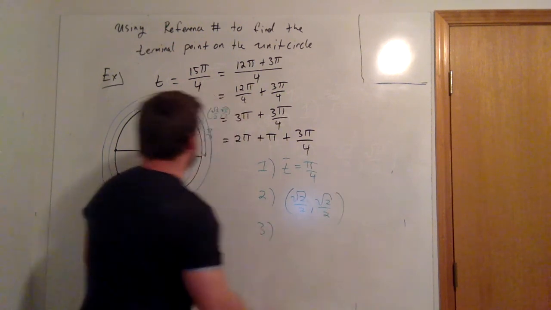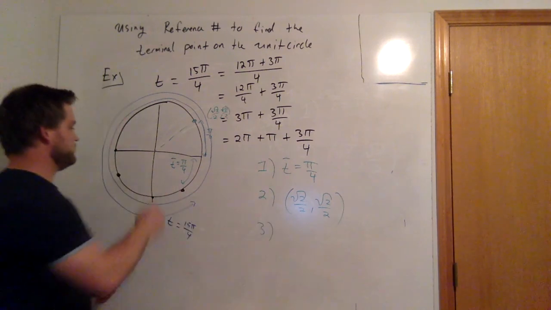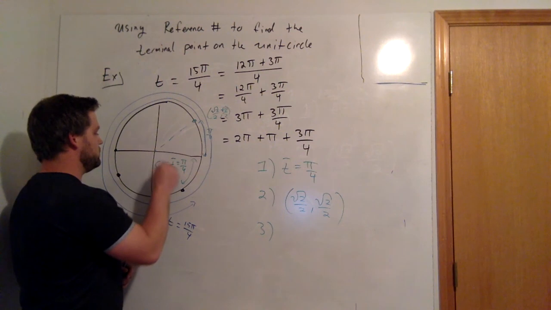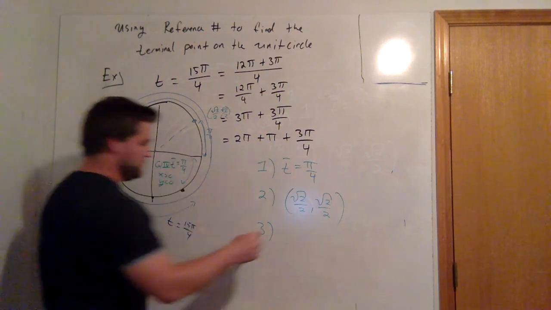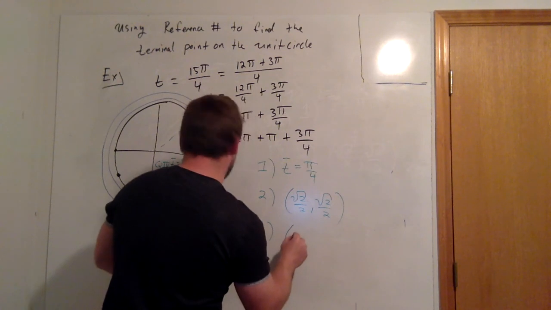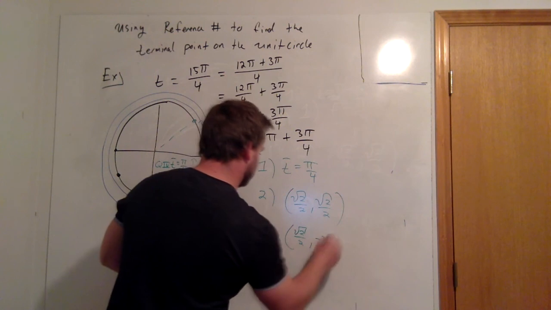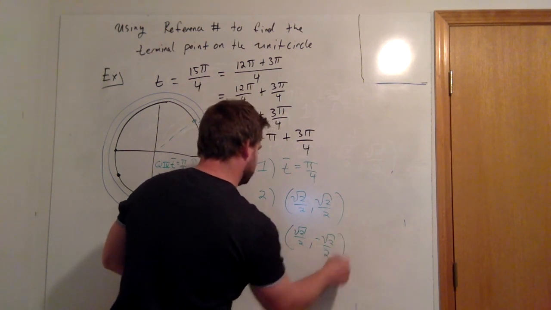For part 3, I just need to adjust the sign of this for this quadrant. Since we're in quadrant 4, the x-coordinate is positive and the y-coordinate is negative. So we'll have a root 2 over 2 and a negative root 2 over 2, which is the answer.